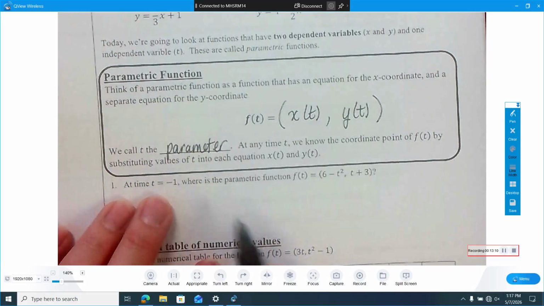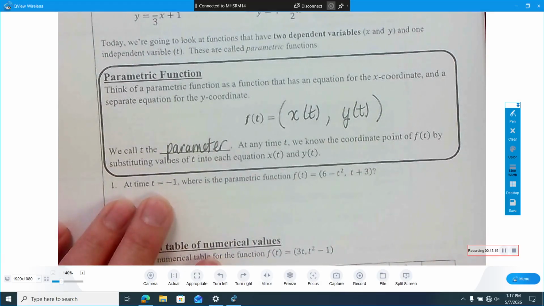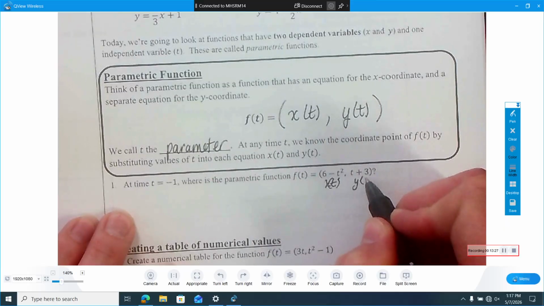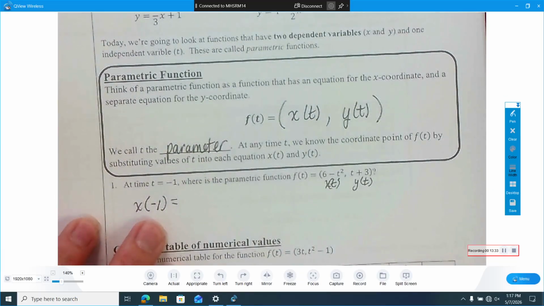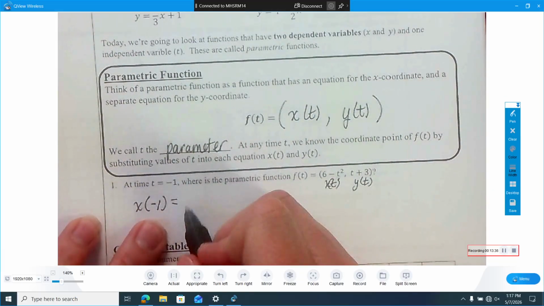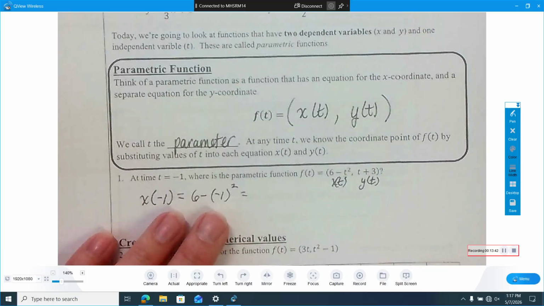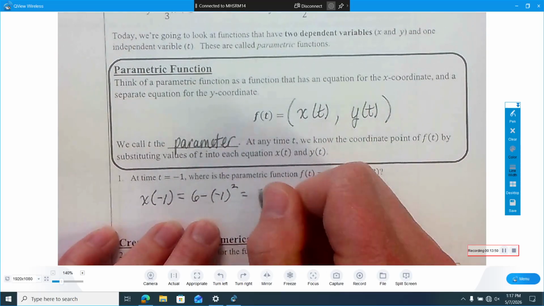So at time t equals -1, where is the parametric function f of t equals all of this? What do you suppose we need to do? Yeah, plug it in. So this first one, I would call this x of t, and the second position here is y of t. So I want to find x at -1, and so all I'm going to do is plug in my -1 for t. So 6 minus the -1 squared. Be careful, make sure you use parentheses correctly. What is -1 quantity squared? +1. So this is 6 minus 1, which is going to give me 5.